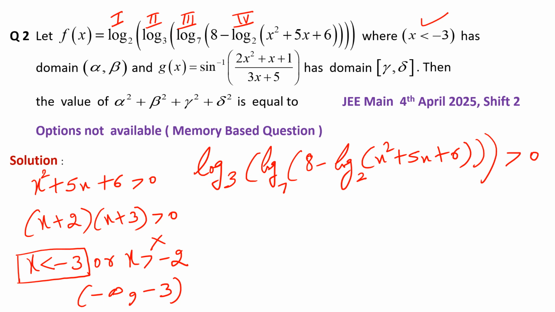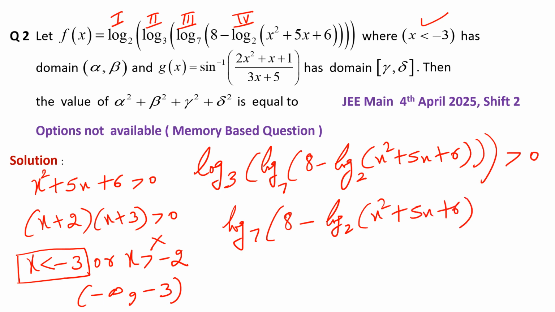So that means straight away by putting the input of the first logarithmic function, our work is done. Now students, from here I can write log of 8 minus log of x square plus 5x plus 6 is greater than 3 to the power 0. Now 3 to the power 0 is 1 and 1 we know is greater than 0. So that means the input of second logarithmic function has become positive.